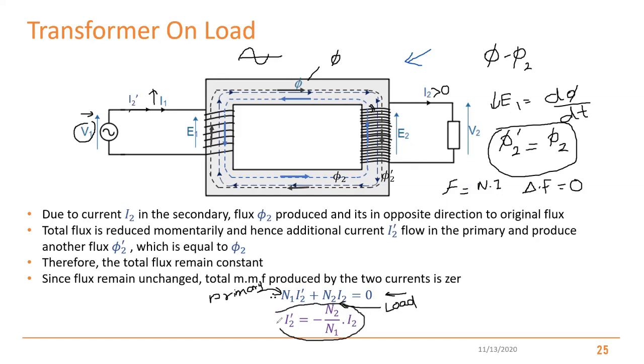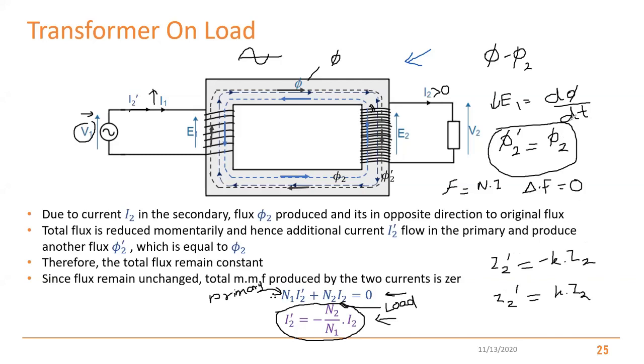I2 dash is the additional current flowing in the primary which neutralizes the additional flux created by the secondary current. So I2 dash is related to I2 by this equation. You can write I2 dash as minus K times I2. Usually this minus sign is omitted, so in magnitude I2 dash is equal to K times I2.